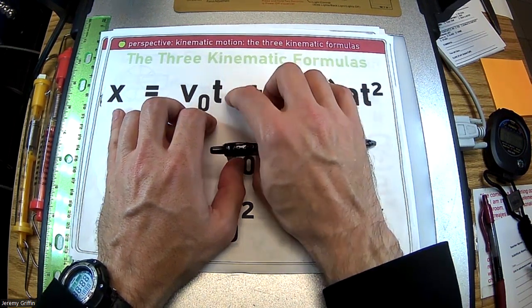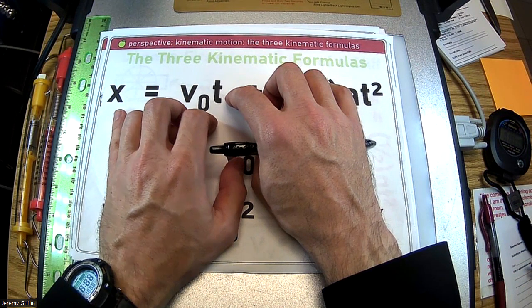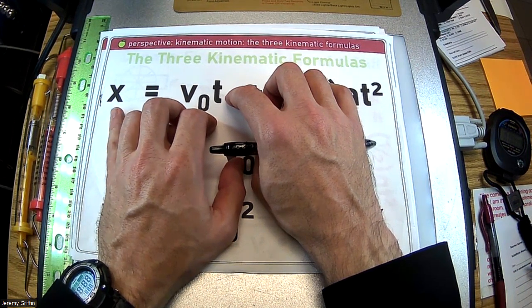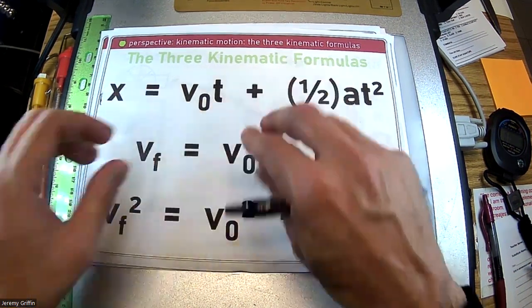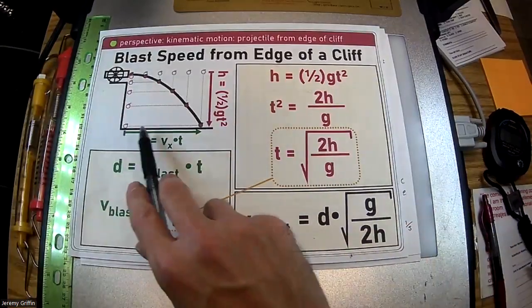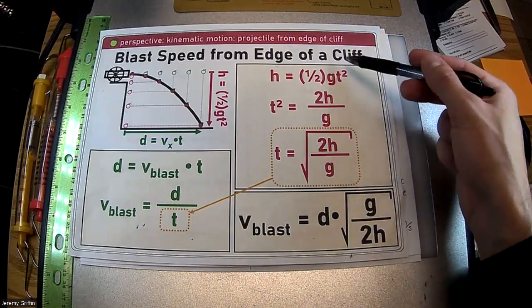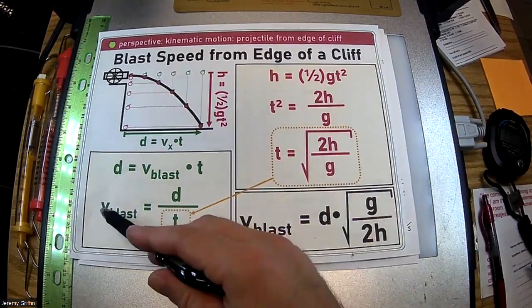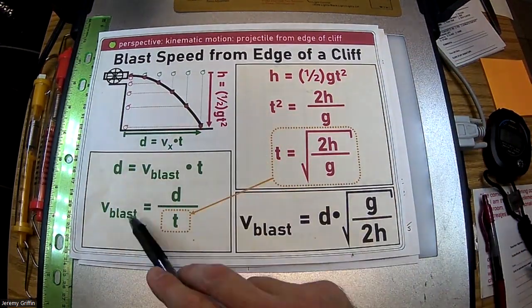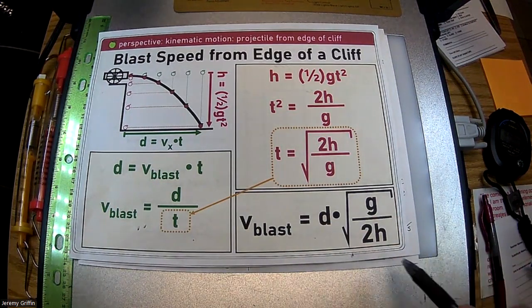Now, you just found the time of fall, pretty close to about a second. And you know how far across it went because you measured that with either the meter stick or the trundle wheel. You know the time of fall based on the vertical motion. Divide those two and get how fast it's going across, which is the blast speed. And then there's the general solution in terms of variables.